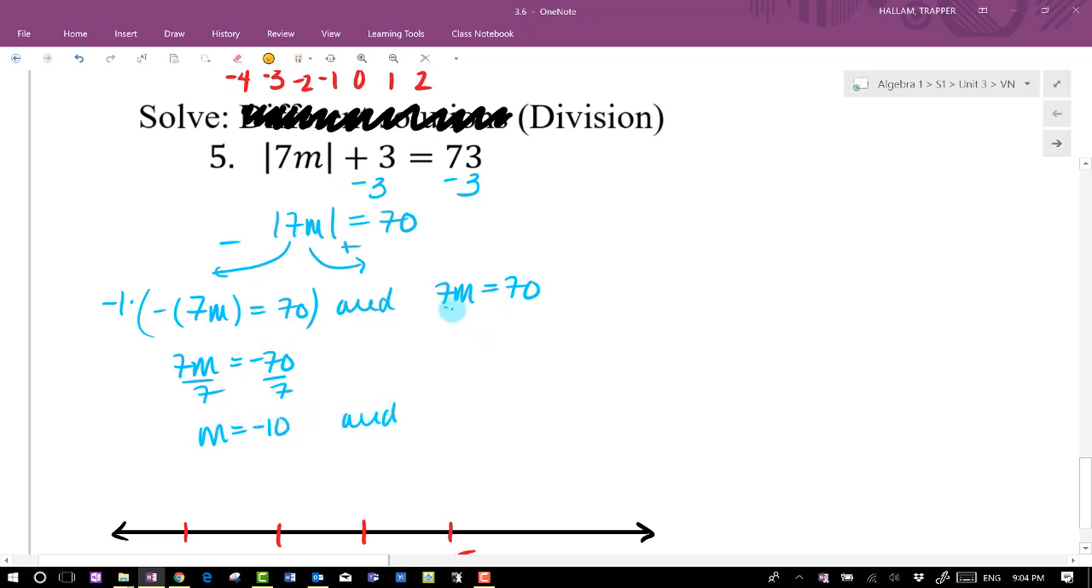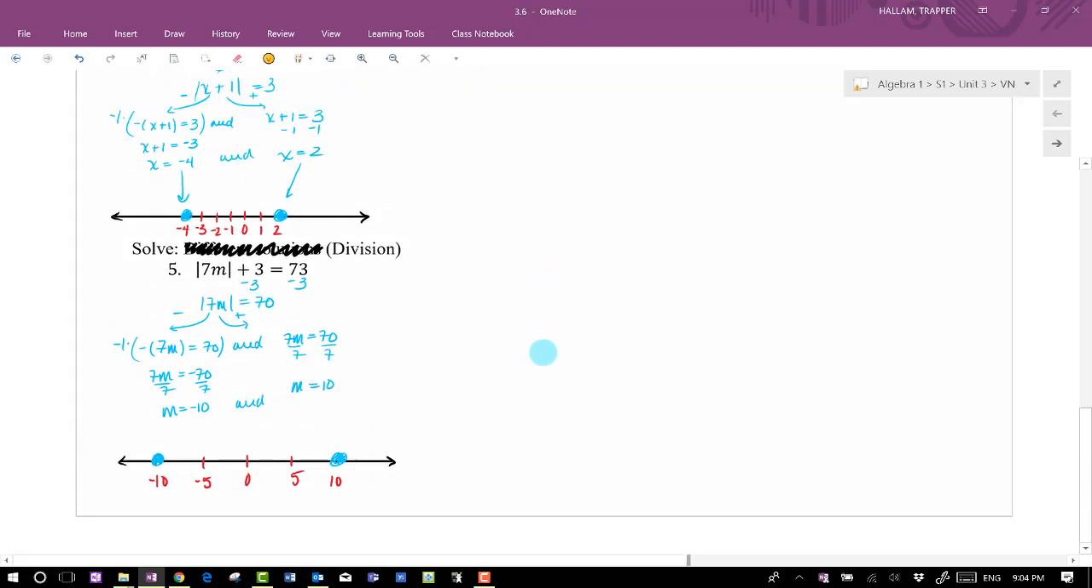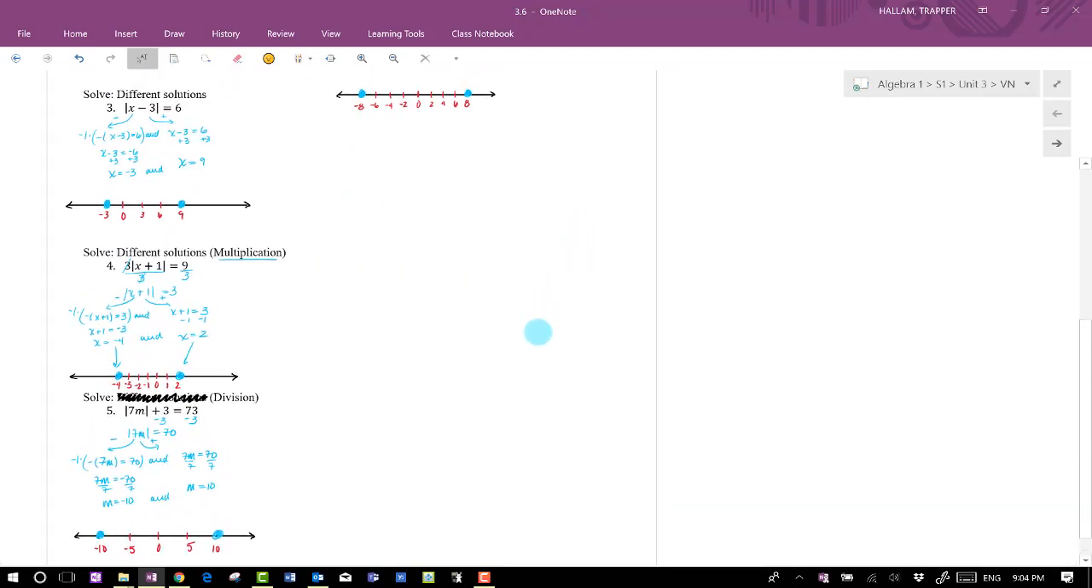And we'll do the right side, which will look very similar, dividing by 7. So we're going to find out m equals positive 10. Again, if we were to graph those, you're going to find a point at negative 10 and a point at positive 10.